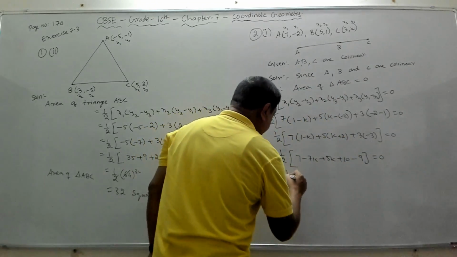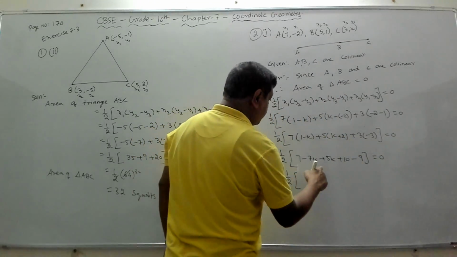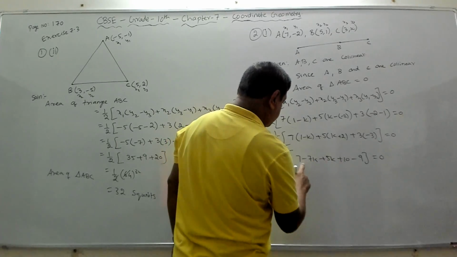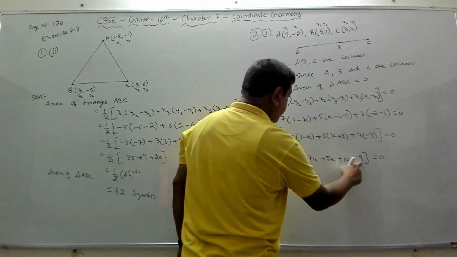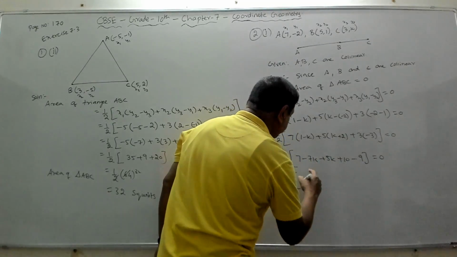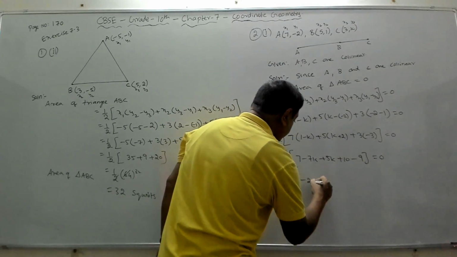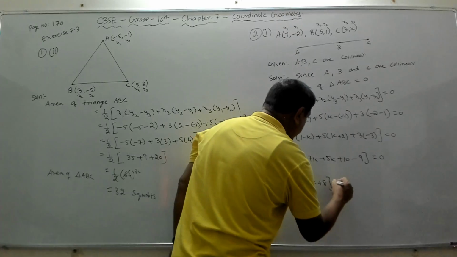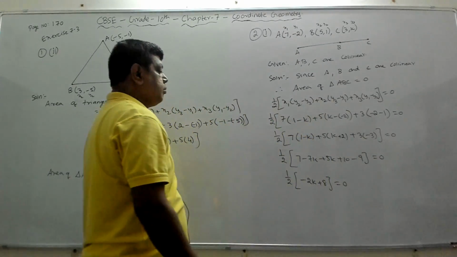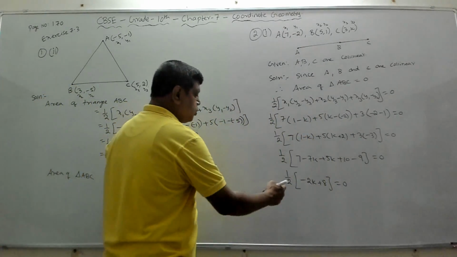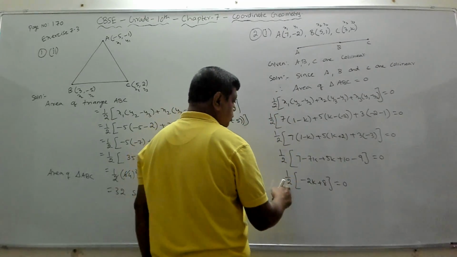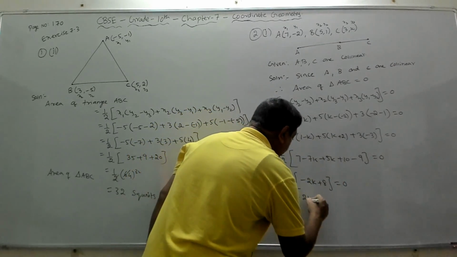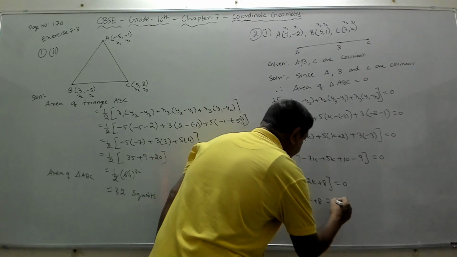Now if you simplify this, we get 1 by 2 of, this is 7, so this is 7. Okay, 10 minus 9 is 1, 1 plus 7 is 8, and this is minus 2k plus 8 equal to 0. Minus 2k plus 8 equal to 0. Now this 2 will go this side, so you get minus 2k plus 8 equal to 0 into 2.